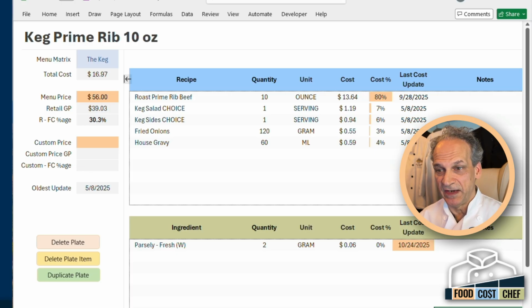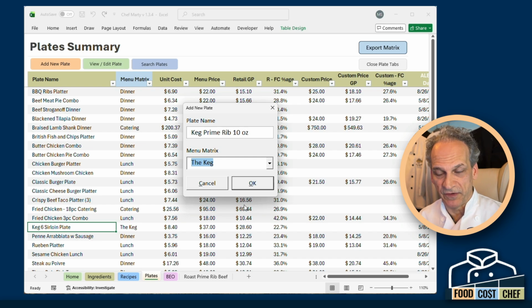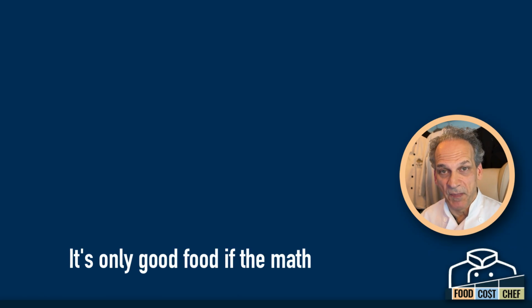Okay, that's one more keg menu item knocked down. This one was slightly different, but I hope that helps you understand how to handle cooking yields in the FoodCostChef Calculator. Chefs, thanks for watching. And remember, it's only good food if the math works.